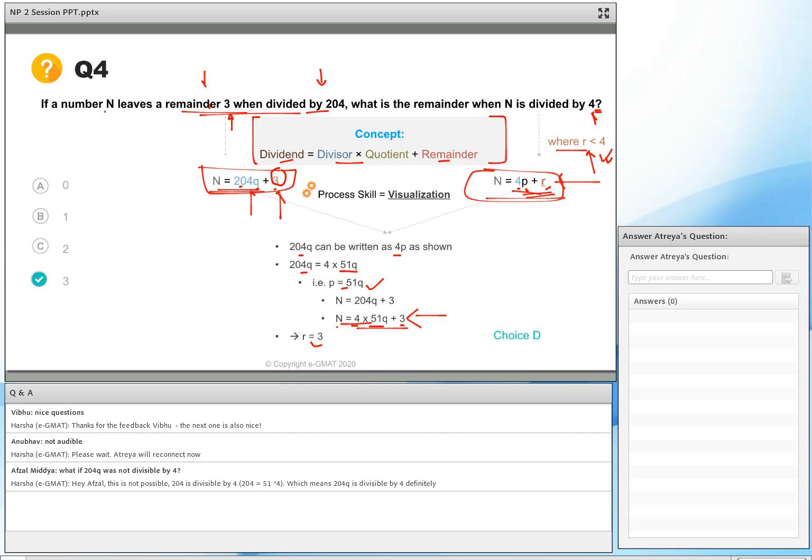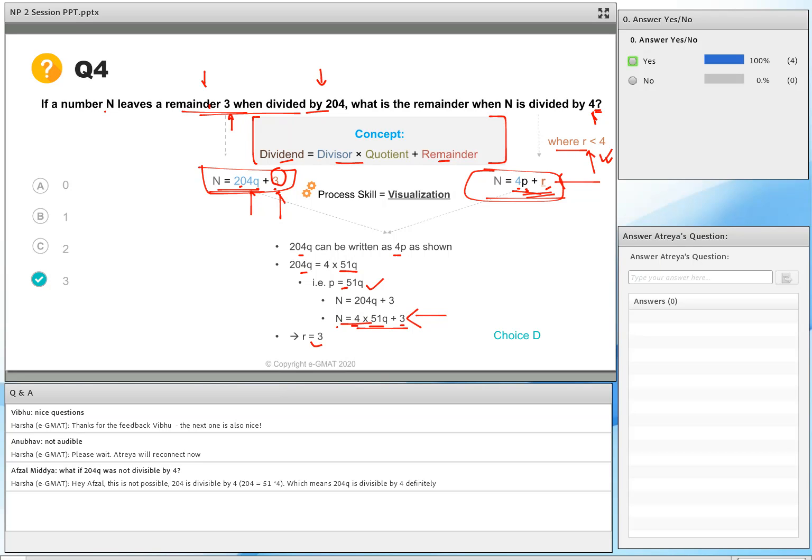Yes, I have my yes no poll. Can you please mark a yes if the solution for this question is clear to all of you? Again, it is a bit new. You might take some time, but yes, take some time. I'm completely okay with that. But by the time we finish everything, you should be able to solve all these questions.